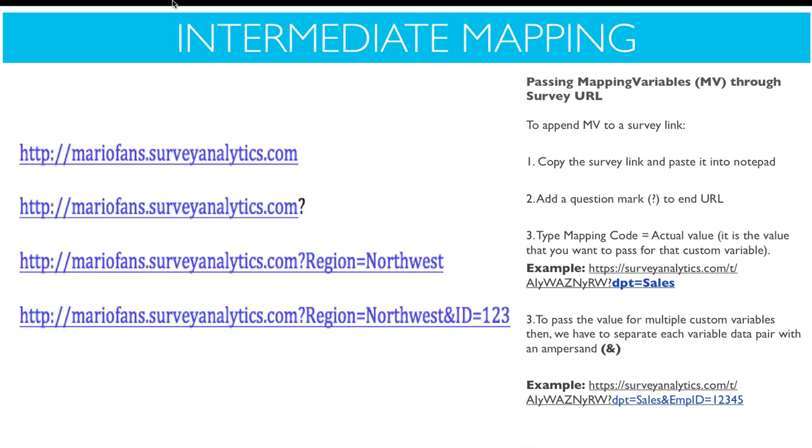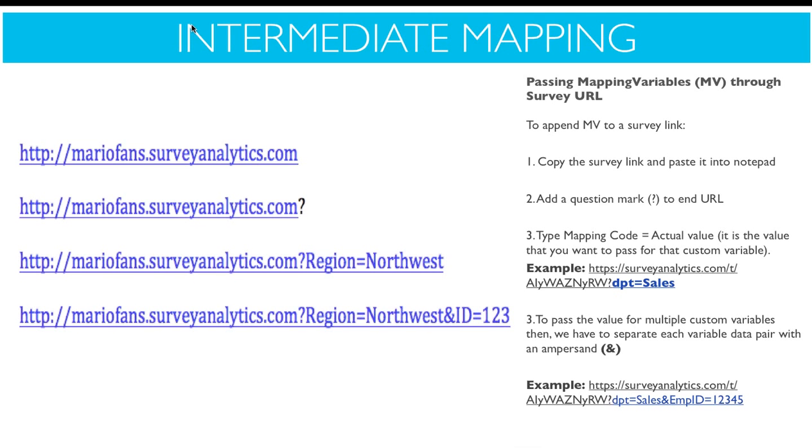Now, if you want to do some intermediate mapping, this is actually pretty popular with a lot of our clients, and they want to pass variables through the survey link instead. And they don't have to be codes that we know. You can make up your own codes on your end to keep it anonymous. What you would do is basically copy the survey URL link and paste it into any notepad. And after that, just go ahead and add a question mark to the end of the URL. And to add the mapping code, all you need to do is add the actual value instead of the custom variable code.